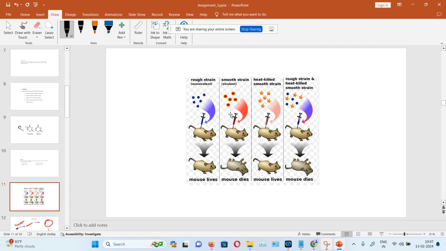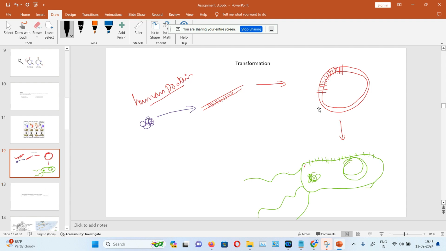And when they opened the mouse, they found that smooth strains were present there. So some rough strain became smooth strain, or something from the smooth strain was transferred inside the rough strain bacteria and made the rough strain bacteria act like smooth strain bacteria. And later it was discovered that this transferred thing is the genetic material, and this is nothing but DNA. And this particular process is called transformation.